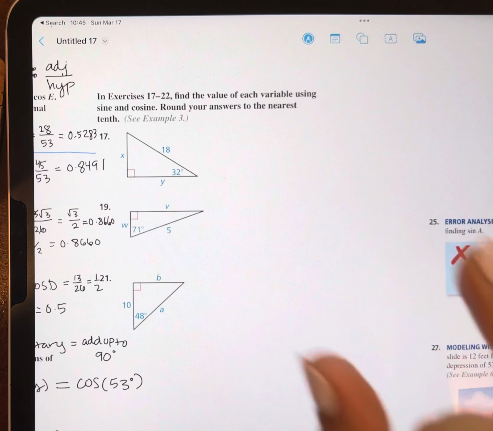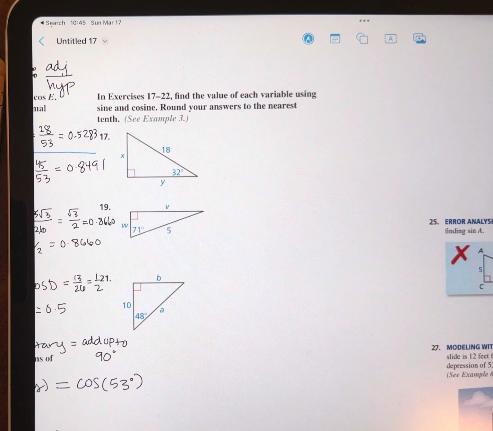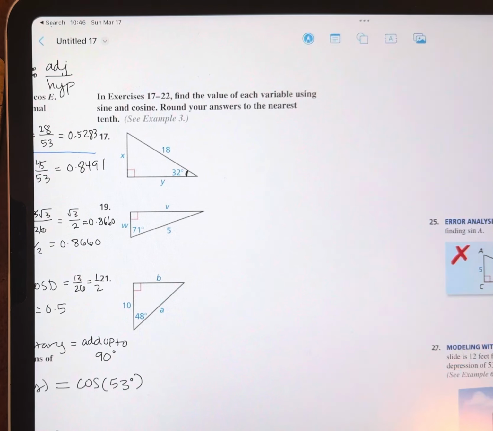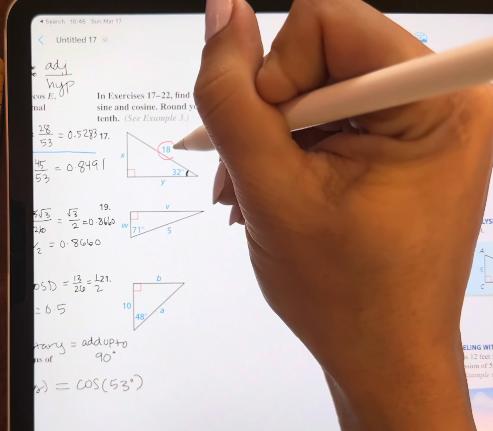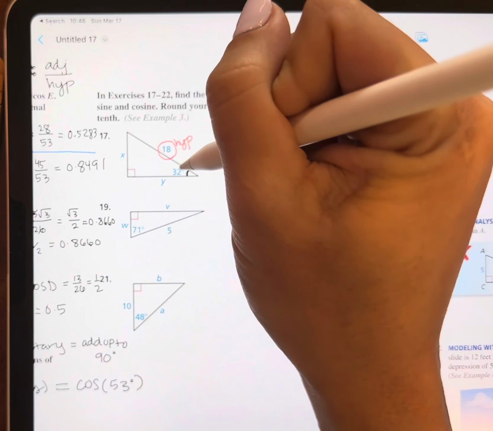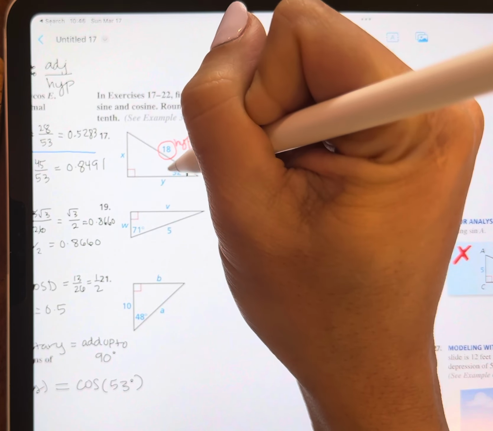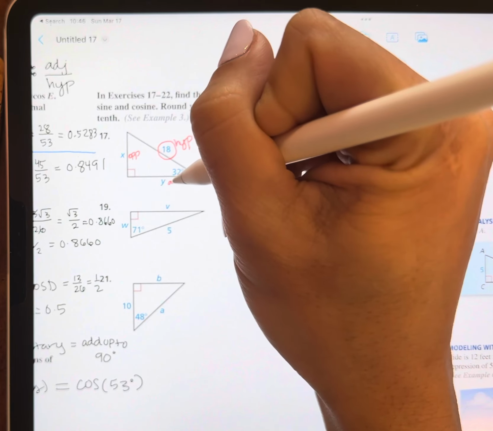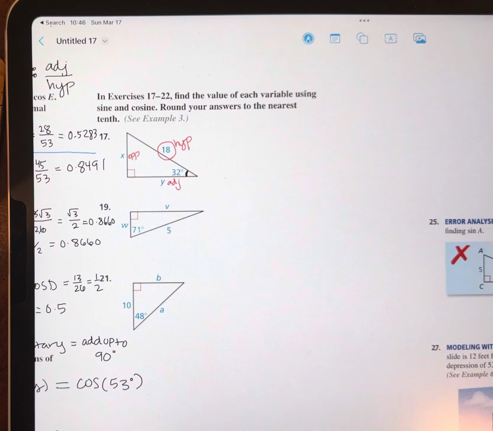Here we are now finding the value of each variable. We are solving for x and for y. Okay, they give me this 32-degree angle. So let's go see what we have in relationship to the 32-degree angle. 18 is the hypotenuse. I always like to label the hypotenuse. From 32, the opposite side is that x, and the adjacent side is that y.